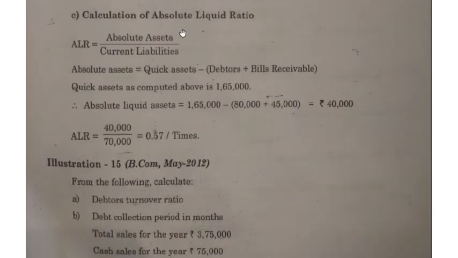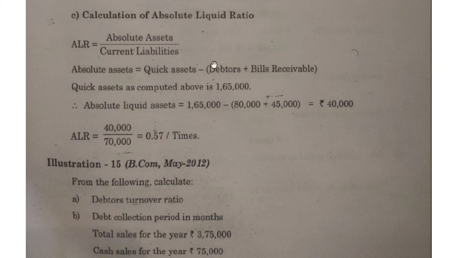Next we are supposed to calculate the absolute liquid ratio. So absolute liquid ratio formula is absolute assets divided by current liability. Absolute assets are those which easily can be converted into cash, or cash in hand and cash at bank. So if you see in the question, we only have cash in hand, which is 40,000. Or if you need to calculate like this also, you can calculate absolute asset is equal to quick assets minus the debtors and bills receivable.